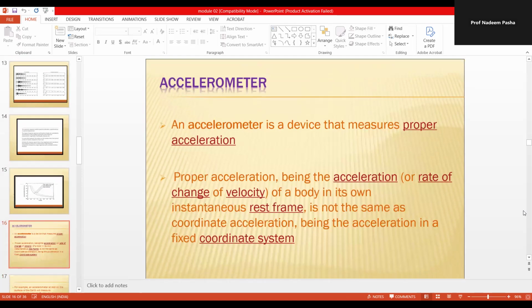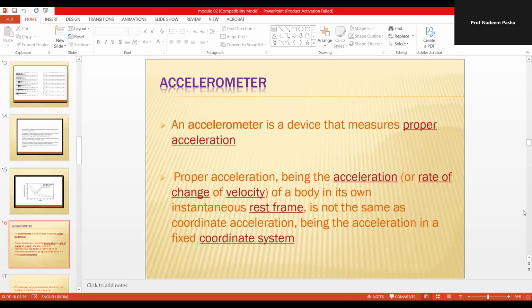Now we will see the accelerometer in detail. So what is an accelerometer? An accelerometer is a device that measures proper acceleration. Proper acceleration, being the rate of change of velocity of a body in its own instantaneous rest frame, is not the same as coordinate acceleration, being the acceleration in a fixed coordinate system.